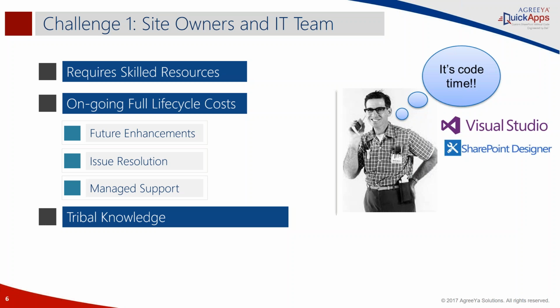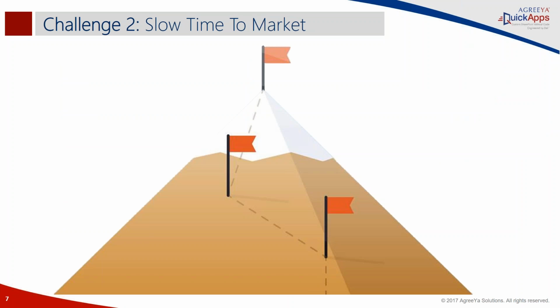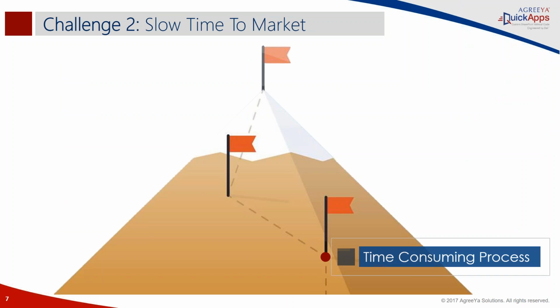All of these points have the potential to place a heavier burden on an organization's budgets and put the organization into financial and operational risk. Let's move on to the second challenge. Slow time to market. The balancing act between what they are working on and what users are requesting is a challenging one. What takes priority?